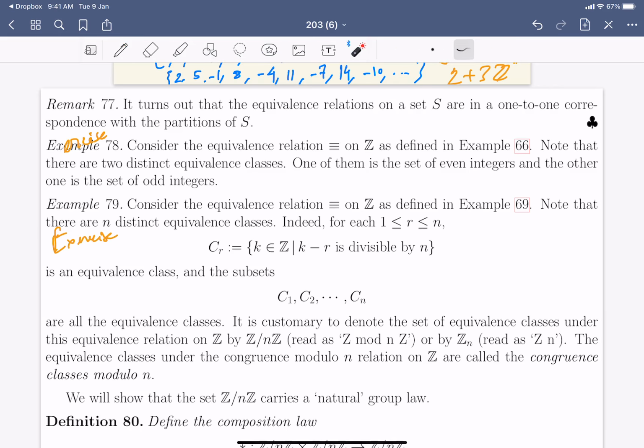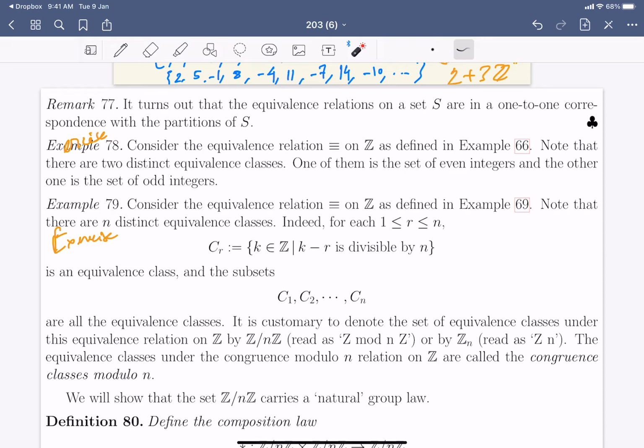Okay, great. So they are as follows. For each integer r between 1 and n, you look at the collection of all integers k such that k minus r is divisible by n, or k is related to r, or r is related to k, or k is congruent to r mod n, just to follow the symbol that we have, just to use the designated symbol.